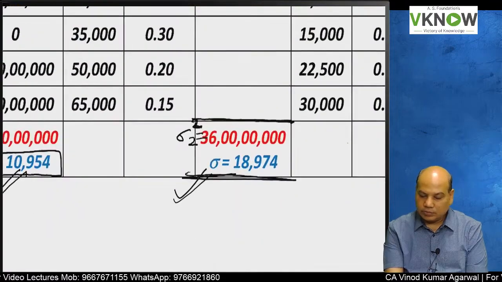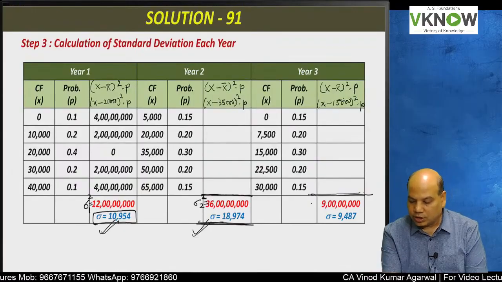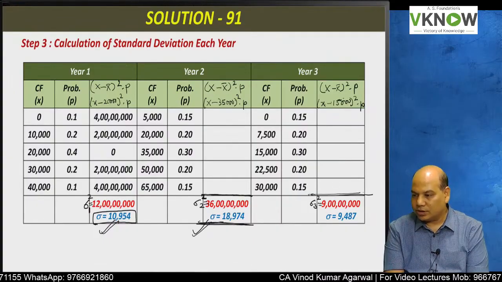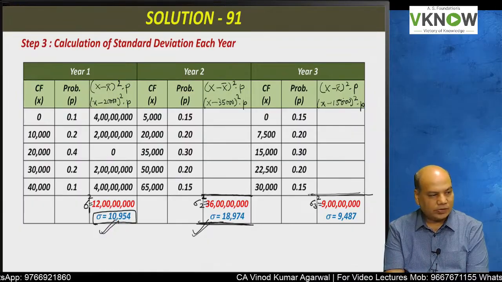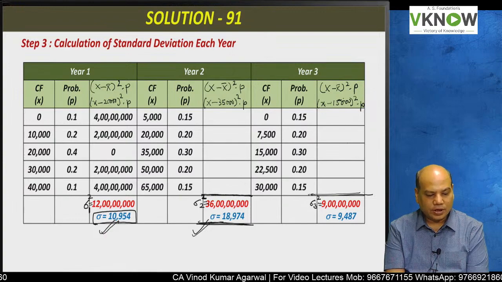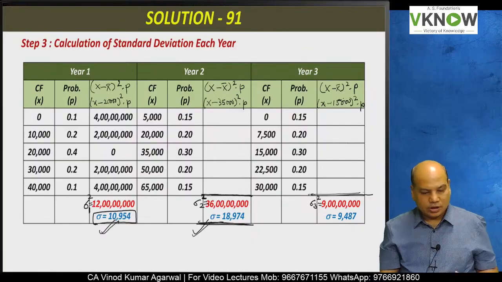Answer for third year is 9 crore. Total is 9 crore. Sigma 3 square is 9 crore. Write down. Sigma 3 square is 9 crore. And if you take the square root, it is 9487. Is it right? 9487, third year. So we have done the major calculation.